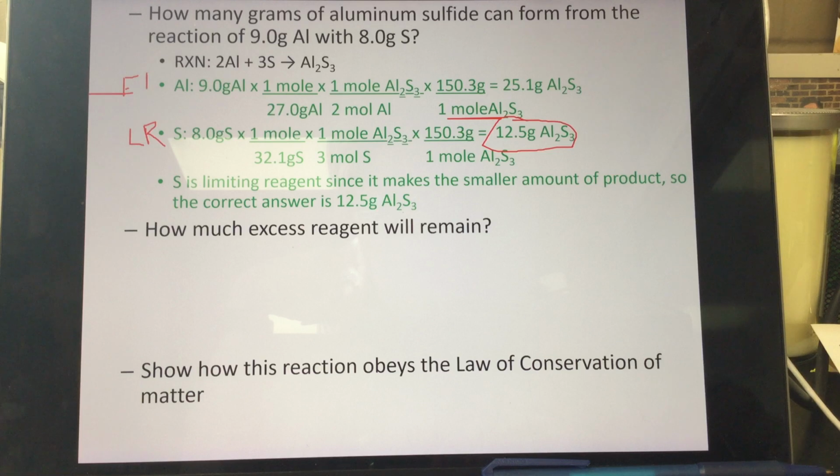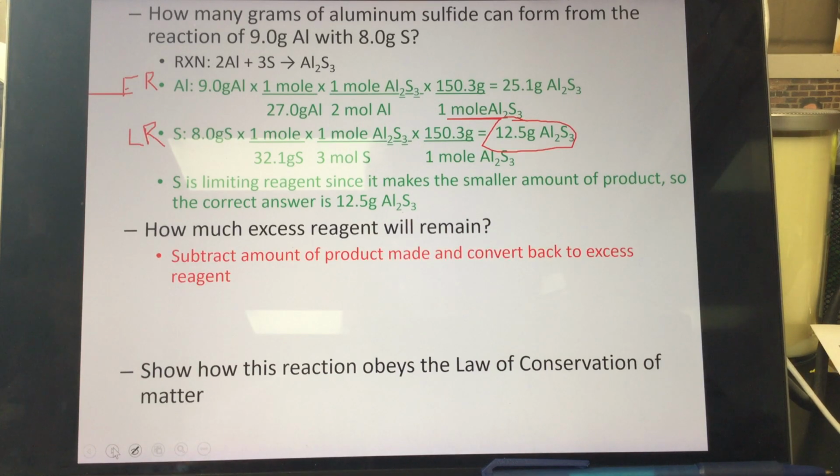Excess reagent. And what that means is we have leftover aluminum. So when this reaction is finished, there's still some aluminum remaining. And we can actually calculate how much aluminum will remain. To do that, we need to first subtract the amount of product made, and then convert that back to whatever we started with in terms of our excess reagent. In this case, it will be grams.